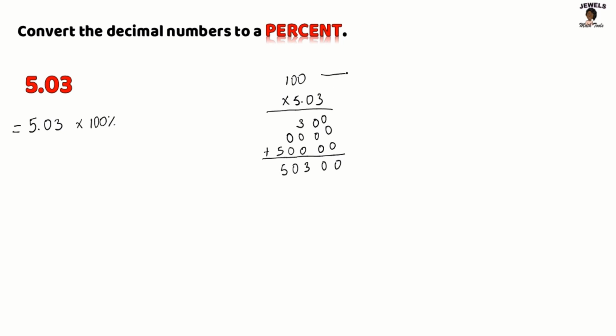And because we are working with decimal numbers, we are going to go back and count how many digits are behind our decimal point. So in my 100, I have 0 digits behind the decimal point. In 5 and 3 hundredths, I have 2 digits behind the decimal point. So in total, we should have 2 digits behind our decimal point. So we'll count 1, 2, add in our decimal point, and my percentage will be 503%. So our decimal number 5 and 3 hundredths as a percentage is 503%.